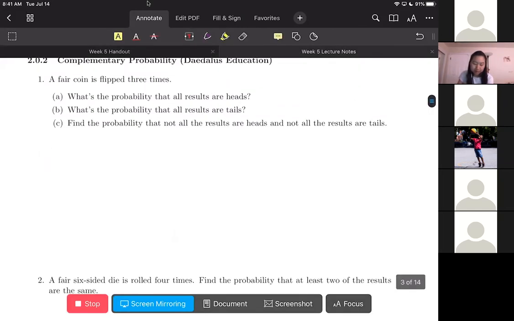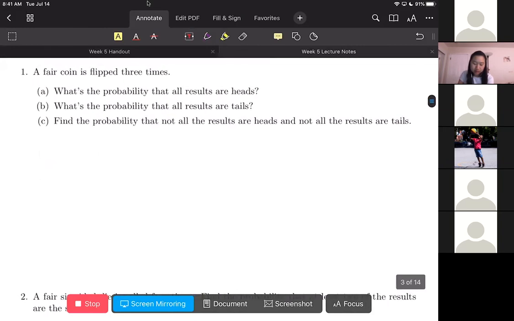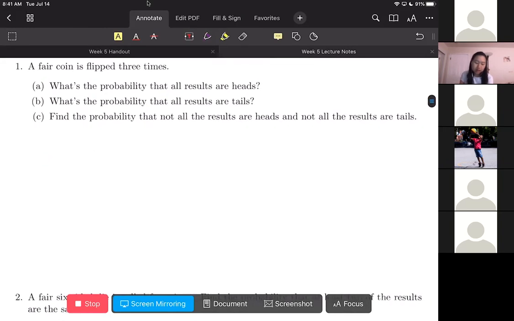So let's do that. We're going to do all of them, but let's think about the last one first. It says a fair coin is flipped 3 times. So let's skip over A and B right now. For C, find the probability that not all the results are heads and not all the results are tails. So if you were just given that problem, it would be a little bit of effort to count what it means for not all the results to be heads and not all the results to be tails. So here's one where I think using complementary counting is a lot easier.